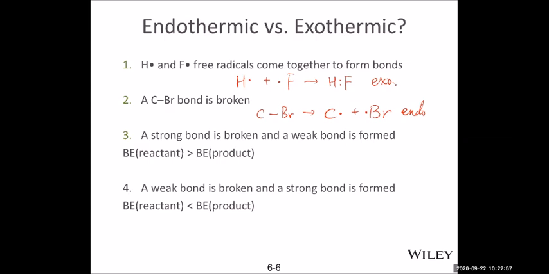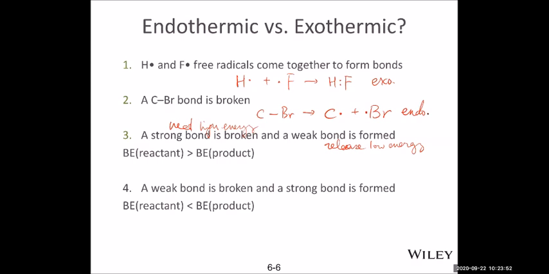Okay, number 3, the strong bond is broken, a weak bond is formed. When you break the strong bond, you need more energy. When the strong bond is broken, you need high energy. The weak bond is formed. The bond is weak, as we can see from the last slide. A weak bond needs less energy to break. The reverse is true. When the weak bond is formed, it releases low energy. When the strong bond is formed, it releases high energy. When the strong bond is broken, it requires high energy.